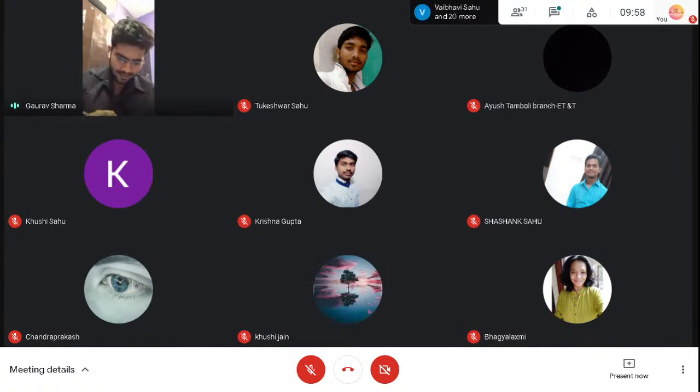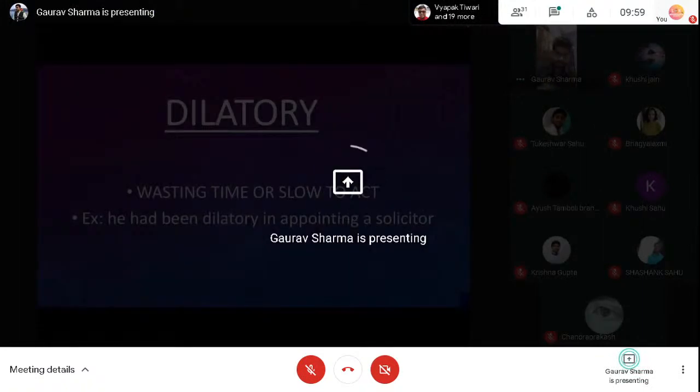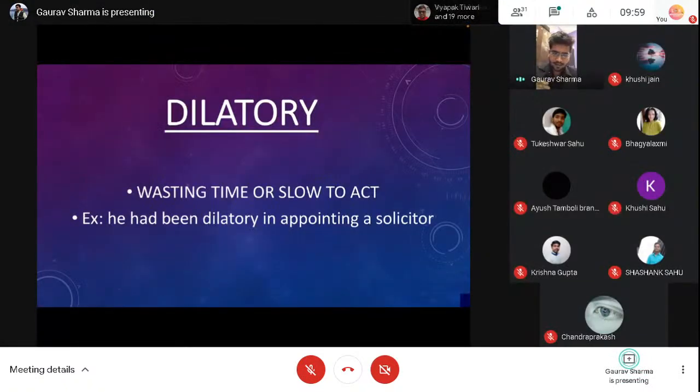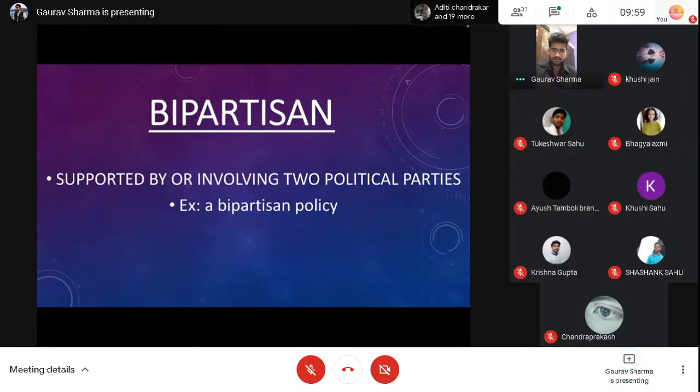Okay, moving on to our next vocabulary. Everyone can see the vocabulary bipartisan. Yes sir. The meaning of this word is supported by or involving two political parties. For example, a bipartisan policy.